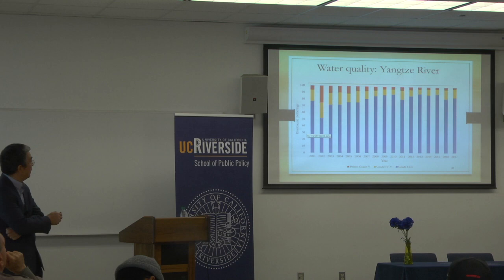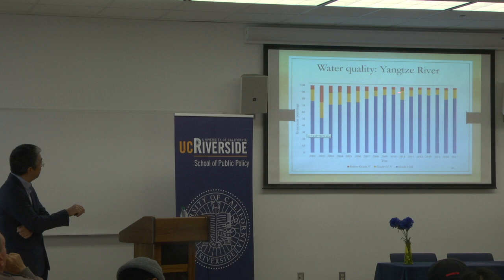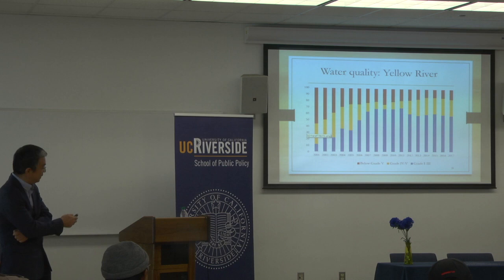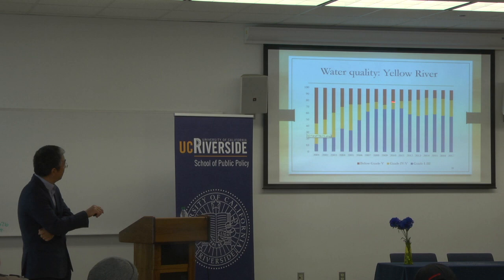Then the water quality, you will see that's in the Yangtze River. You will see it improved a little bit. This is grade 1 to 3, and the bad water quality. And the red one is the worst. You will see that it is gradually improving in recent times. The worst was at the beginning of this century. And the Yangtze is a little bit better, you see the yellow. You will see that's blue and more red. And also at the beginning of this century, it was quite bad. Now it's a little bit improving, not bad again.